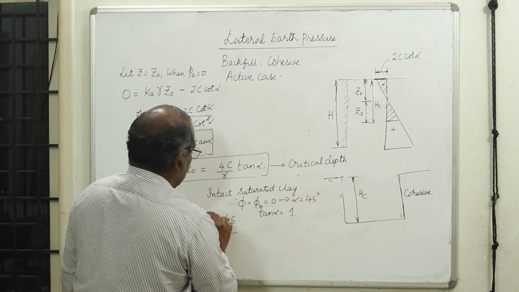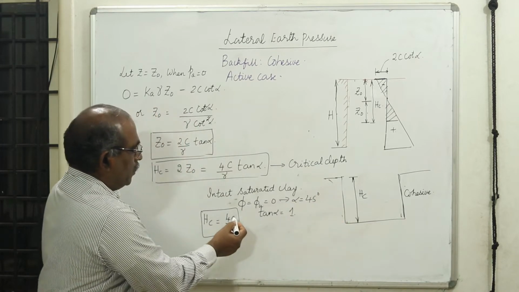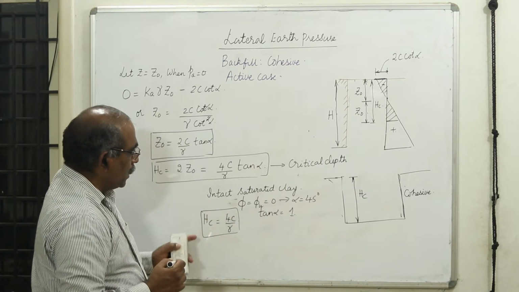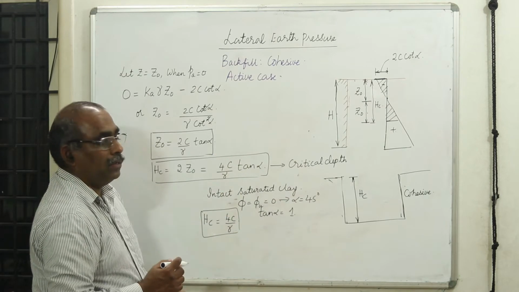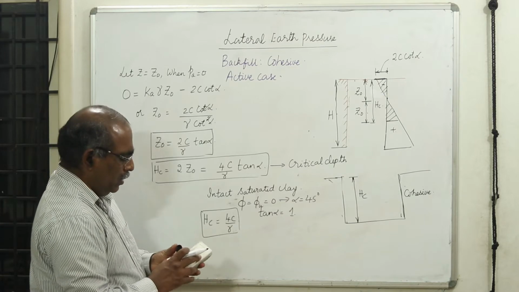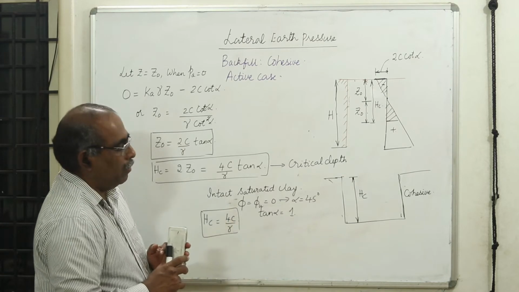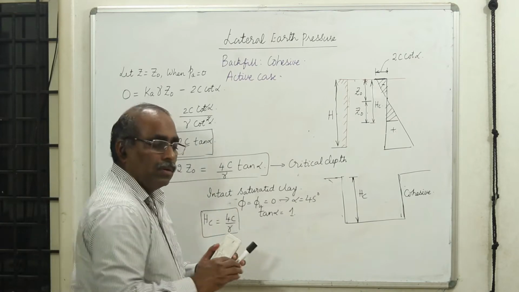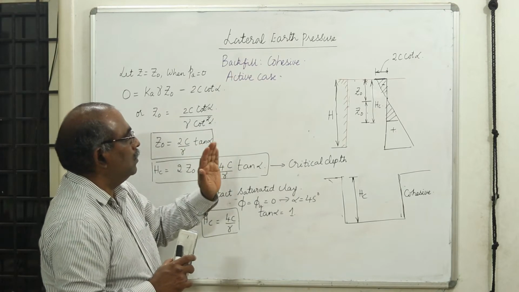Now if I know my unit weight, the in situ density, and if I know my soil property c, that is the cohesion intercept, I can find out to what depth I can make a safe vertical excavation without any support for the time being, for 1 day, 2 days, or even up to a week. If it is not going to rain, there is no problem, you can have a vertical excavation.